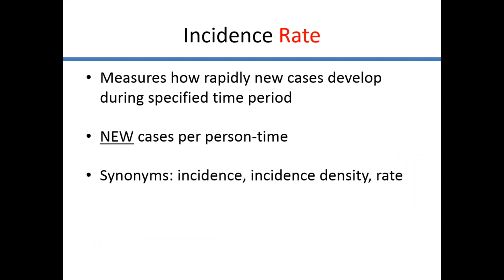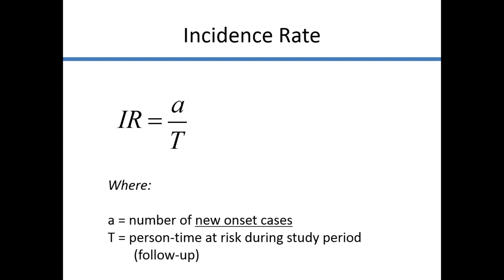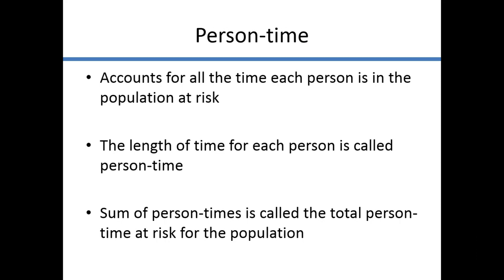Incidence rate, as I said, measures how rapidly new cases develop. New cases per person time. There are synonyms. People will just talk about incidence or incidence density or rate or hazard. Number of new cases divided by the person time. I know I'm repeating that, but it's worth repeating, and it's not difficult once you give it some thought.